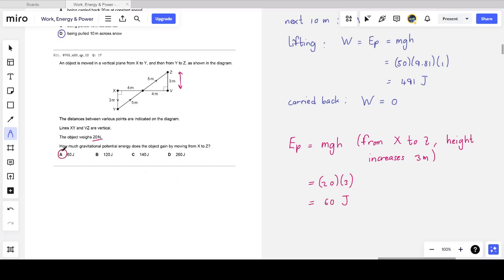So be careful about this problem. They were giving you extra pieces of information to try and throw you off, but the gravitational potential energy gain relative to a certain point uses the height relative to that point. And that's why we use 3 meters rather than 6 meters. They were trying to throw you off with these different values. Vertical height, not diagonal height, so you would use 3 meters. Okay.